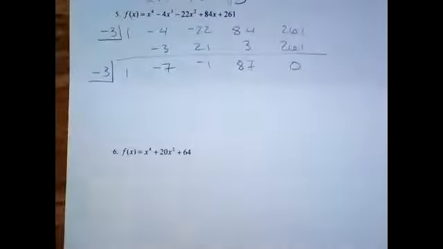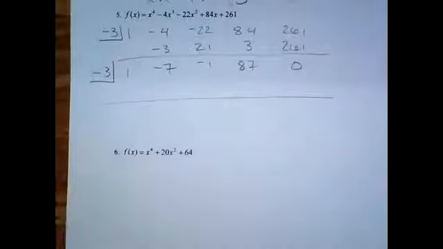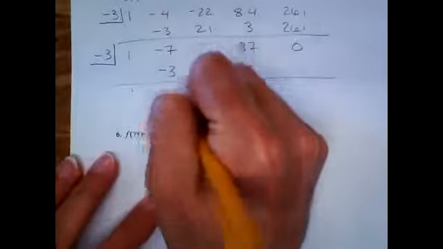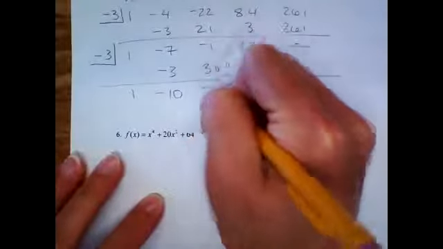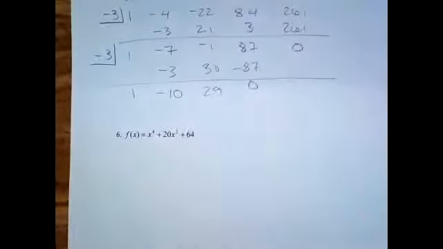All right, so we're gonna divide out -3 again, because it's a bounce. Whenever you get a bounce like that, the multiplicity is 2. You get to divide it out twice. It's a twin. So bring down the 1, multiply, add, multiply, add. Again, the remainder will be 0. It should be 1, -10, 29.